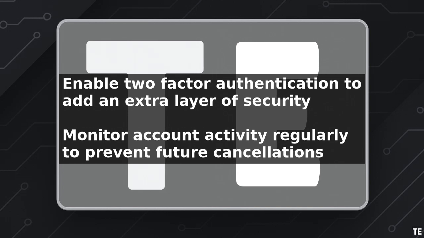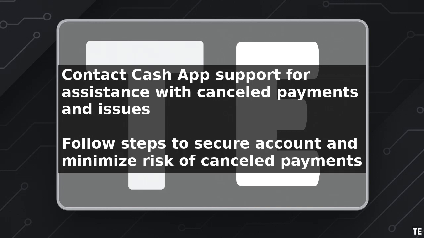Additionally, be cautious when making transactions, especially when sending money to new or unverified recipients. Always double-check the recipient's information, including their name, email, and phone number, to ensure you are sending money to the right person. If you are still experiencing issues with canceled payments, contact Cash App support for assistance. They will help you resolve the issue and provide guidance on how to avoid future cancellations.